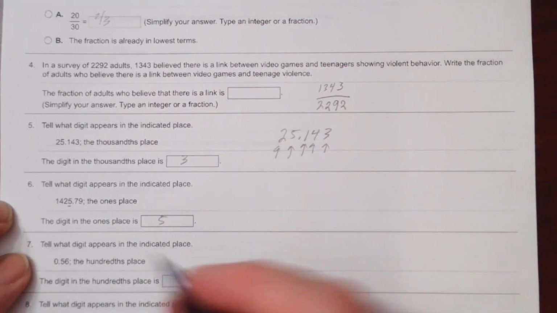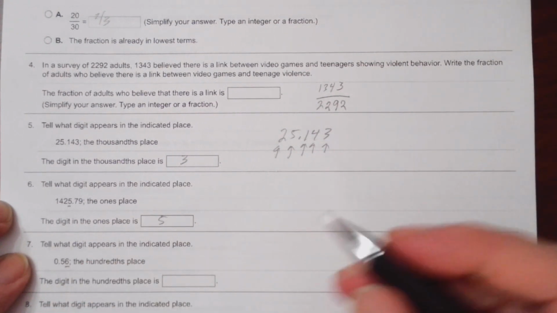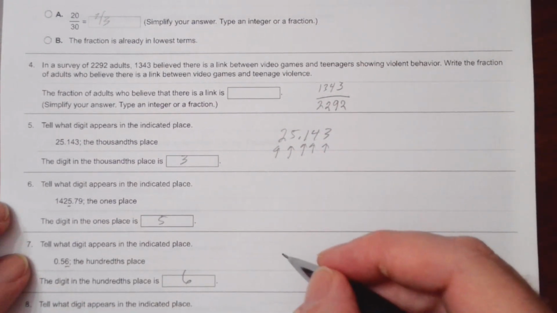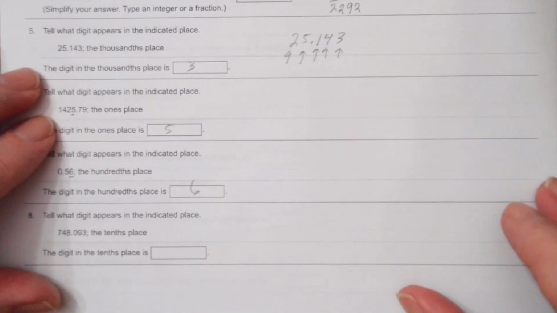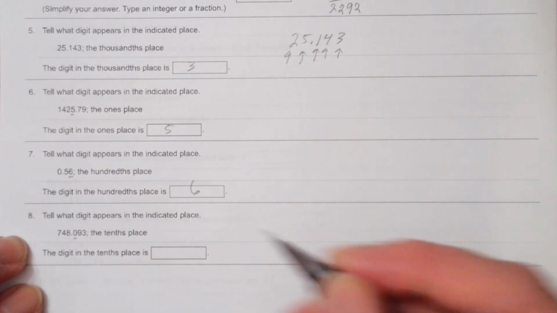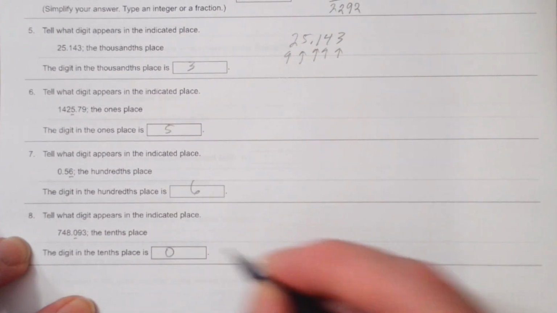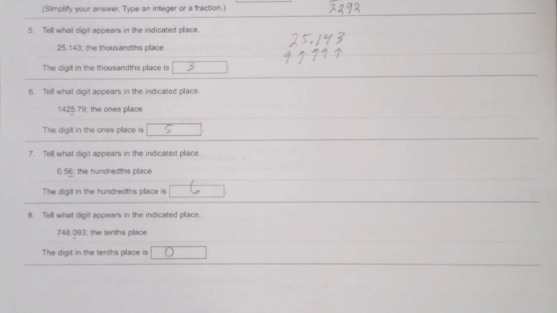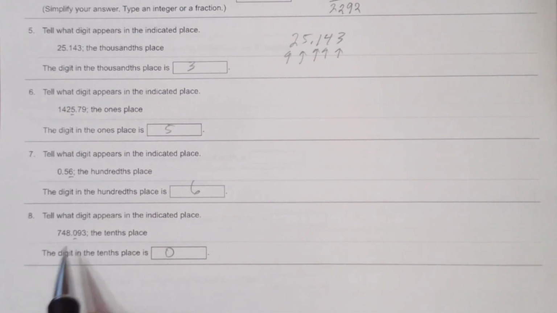Let's see, the hundreds place, the 6 is in the hundreds place. And let me move this down just a tad. The tenths place, that would be the first number to the right of the decimal, which is a 0. So those are your place values. Depending on where the number is, its value is dependent on that.